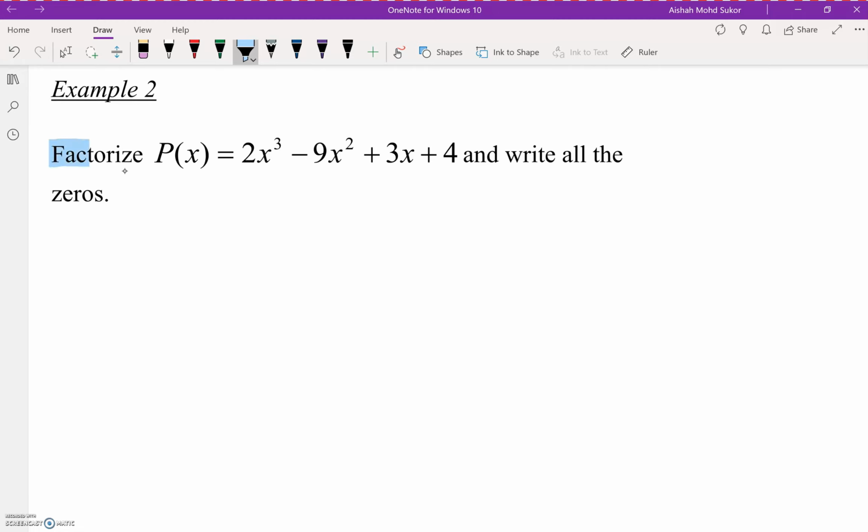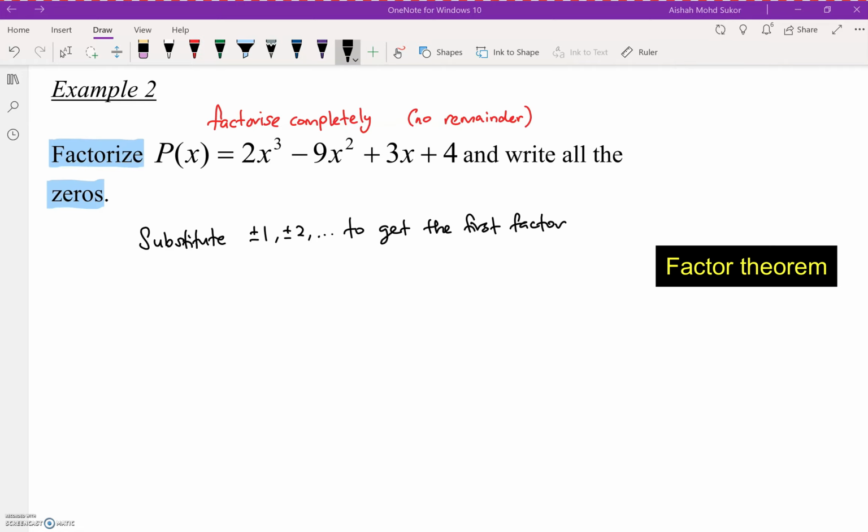Example 2. Factorize the polynomial and write all the zeros. Factorize here means that we have to factorize the polynomial completely and there will be no remainder. Our first step is to find the first factor. That factor will be our divisor. To find that factor, we have to try and error. We can try to substitute x equals plus minus 1, plus minus 2, etc. into the p(x) to get the first factor.